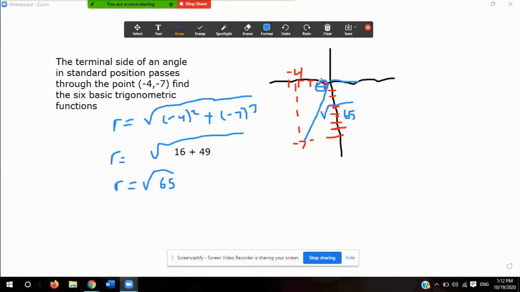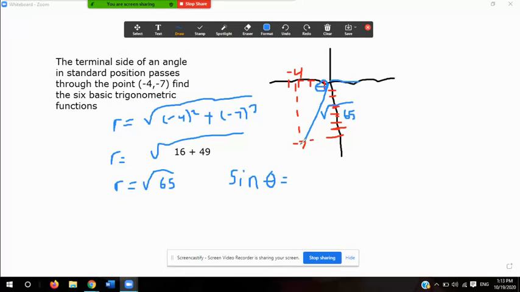Okay, so we're going to find the sine, the cosine, and the other 6 trigonometric functions. Now to find the sine, we know it's opposite over hypotenuse, excuse me. In this case, the farthest angle from Z would be my opposite, and the hypotenuse is the square root of 65.